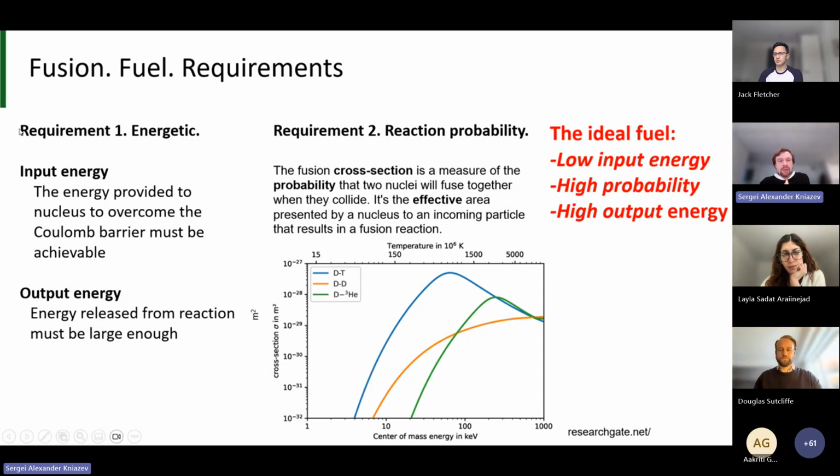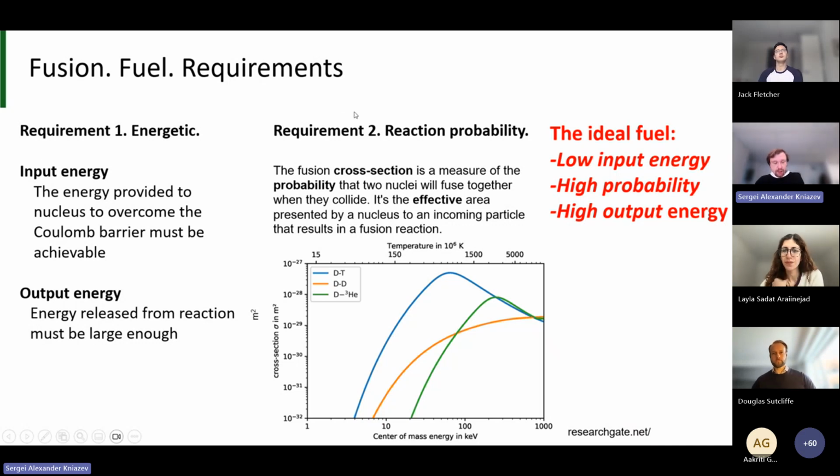So the first requirement is energy in and energy out. The energy provided to the nucleus to overcome the Coulomb barrier must be achievable, and the output energy should be large enough for the reaction to be efficient.